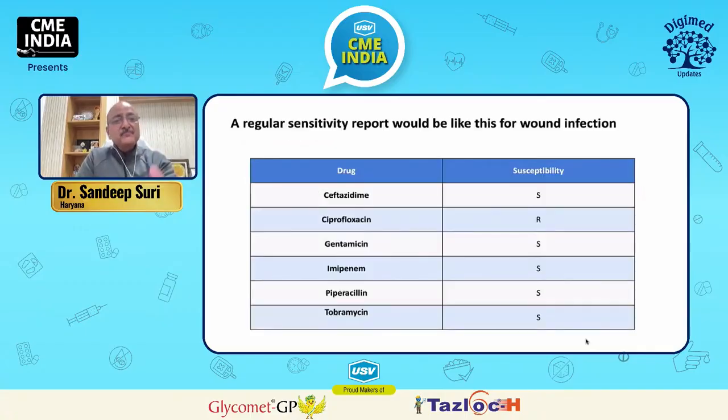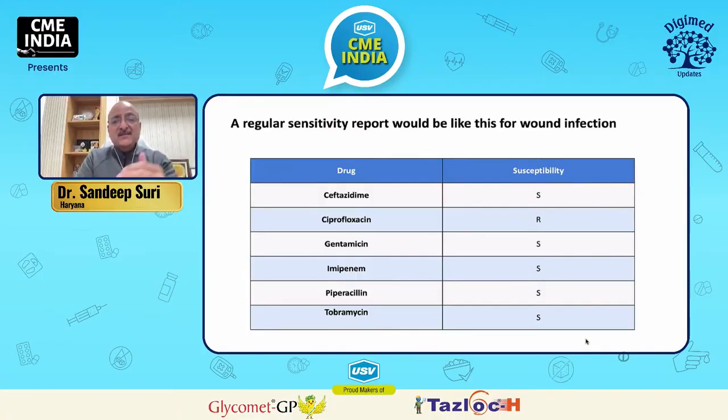Now coming to a culture sensitivity report, which is routinely seen. Friends, there is no time to look at these types of reports. Always ask for the MIC value and breakpoint. If you ask this much, you will get the answer.